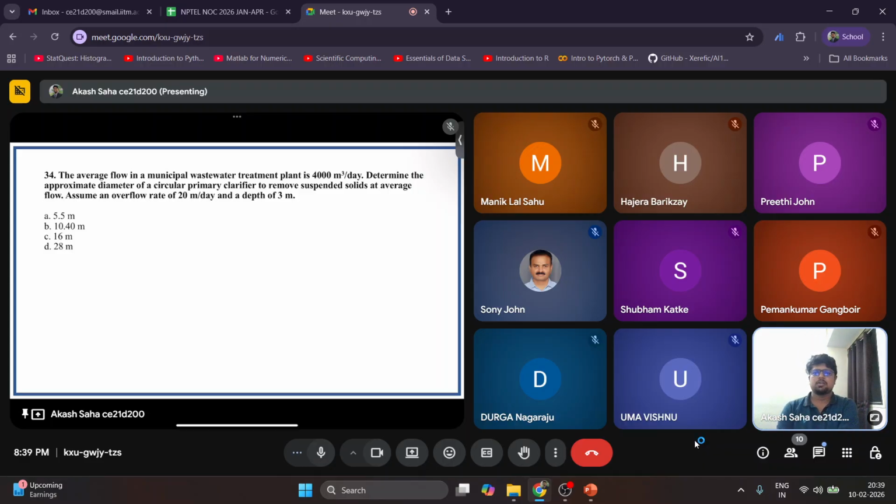So flow is given, overflow rate is given, and depth is also given. So what is the diameter of the clarifier? Whether we need the data of depth, is depth required to solve this problem? Can someone tell me?